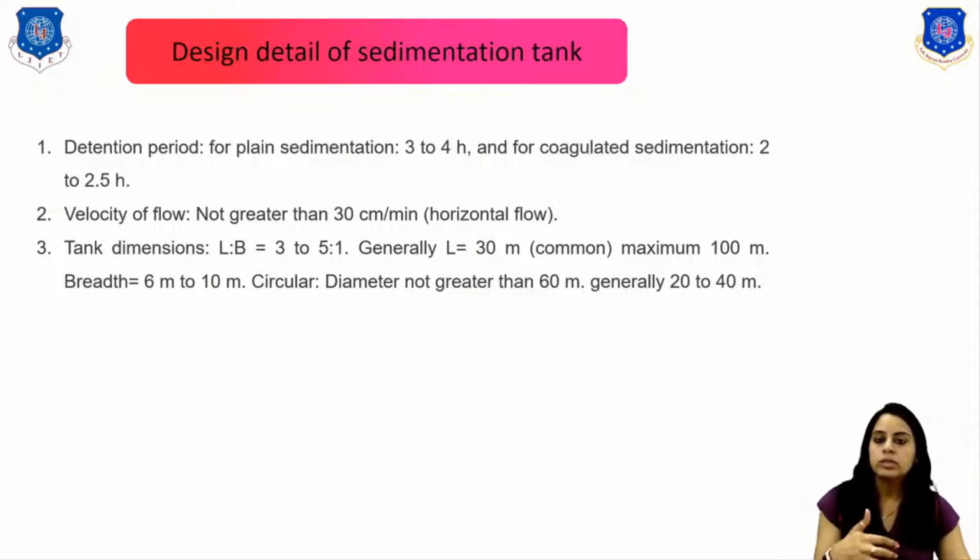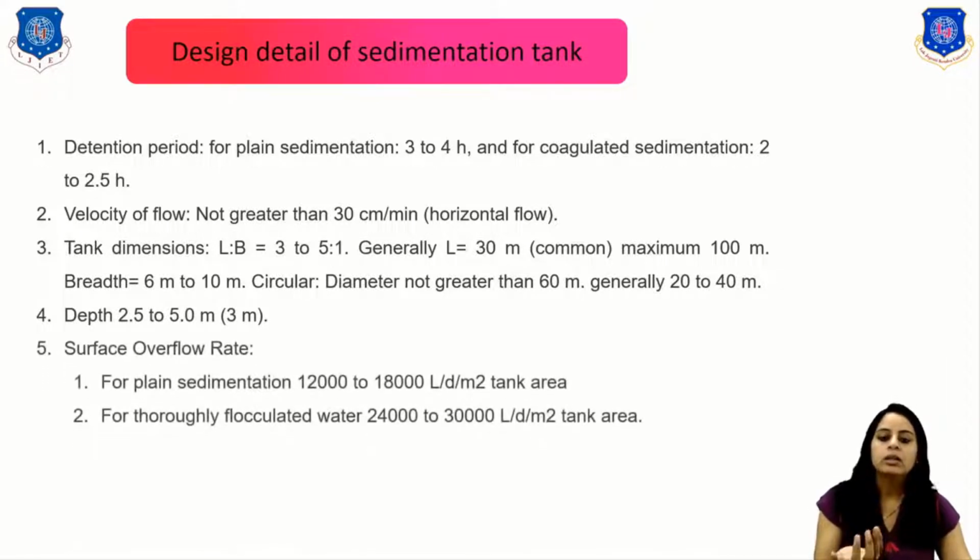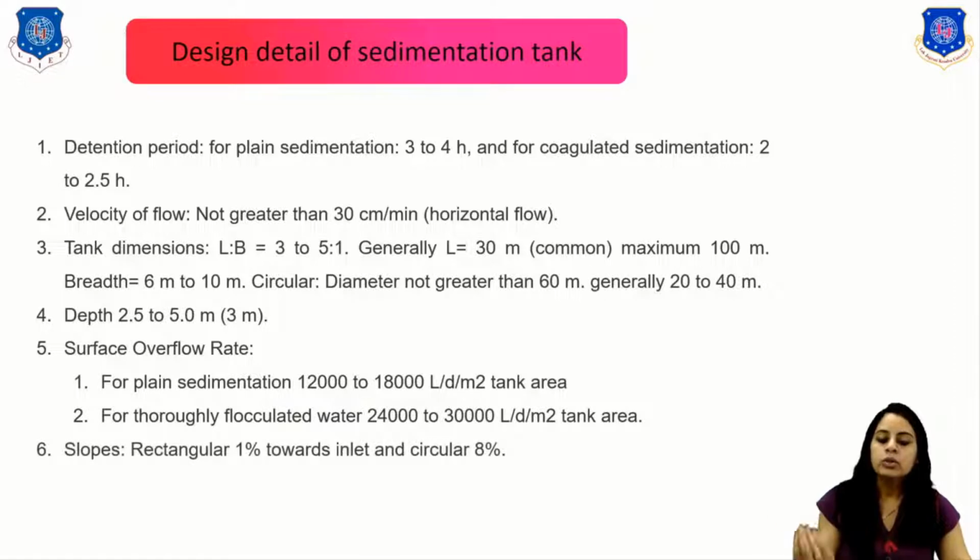If the tank is circular, the diameter is not greater than 60 meter, and generally it is 20 to 40 meter. The depth of the tank is 2.5 to 5 meter. The surface overflow rate for a plain sedimentation tank is 12,000 to 18,000 liter per day per meter square of tank area, and for thoroughly flocculated water it is 24,000 to 30,000 liter per day per meter square of tank area. The slope is 1% towards the inlet for rectangular tanks, and 8% for circular.